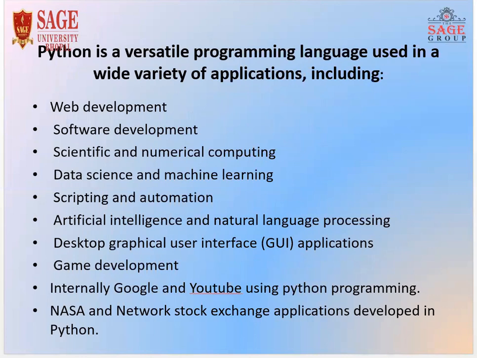Now we come to the last W, that is where it is used. As I have told earlier, Python is a versatile programming language used in a wide variety of applications such as web development, software development, scientific and numerical computing, data science and machine learning, scripting and automation, artificial intelligence and natural language processing, desktop graphical user interface applications, and game development. Internally, Google and YouTube use Python programming, and NASA and NSE, the National Stock Exchange, applications are developed with Python.